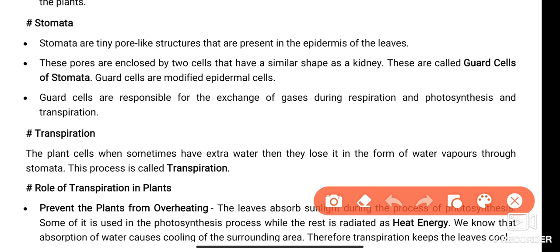You know well, guard cells open and close to exchange the gases and also help in the transpiration process. There are three processes: respiration, photosynthesis and transpiration. Now we have to discuss transpiration here. Respiration and photosynthesis we'll discuss in class 10th.